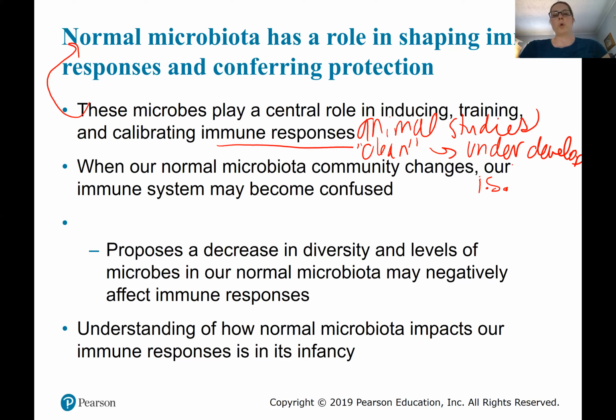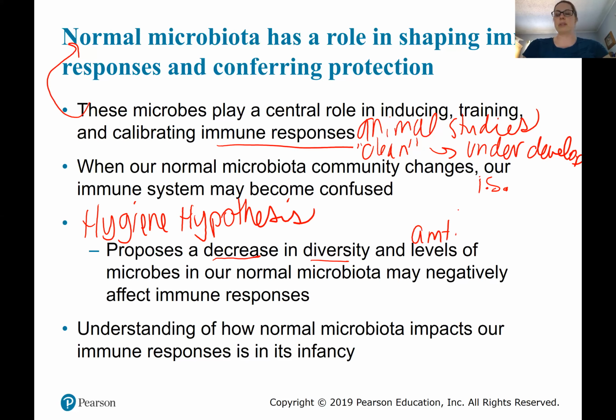Okay, so that has led scientists to come up with what's called the hygiene hypothesis, which proposes that if you decrease the diversity and the amount or the levels of microbes in our normal microbiota, that can negatively affect our immune systems. So there's evidence out there that maybe we're too clean. Maybe we haven't had exposures to enough microbes to really train and get our immune system to where it should be.